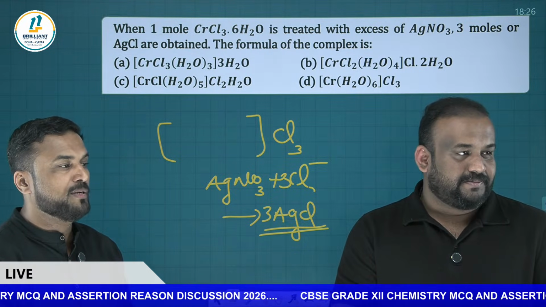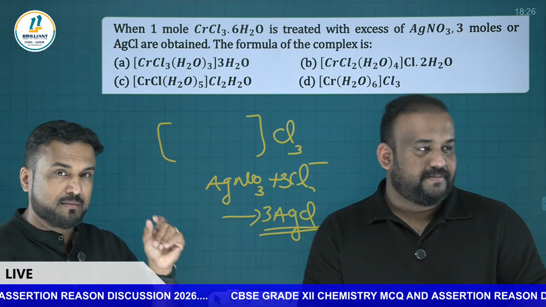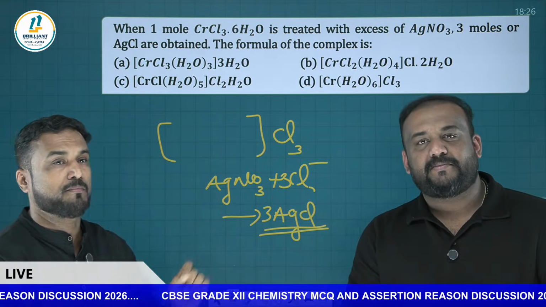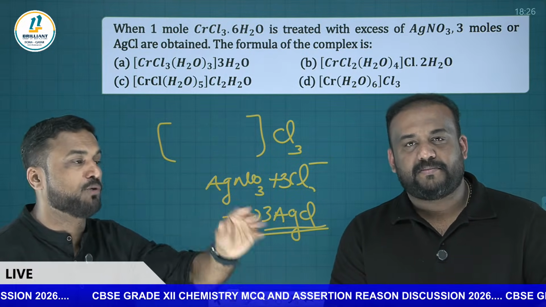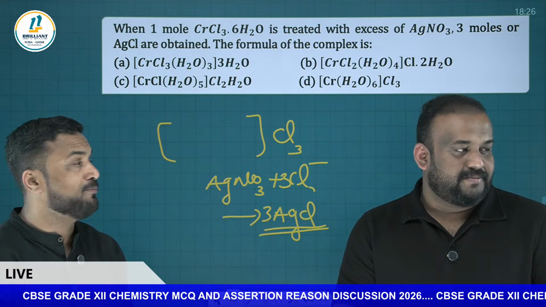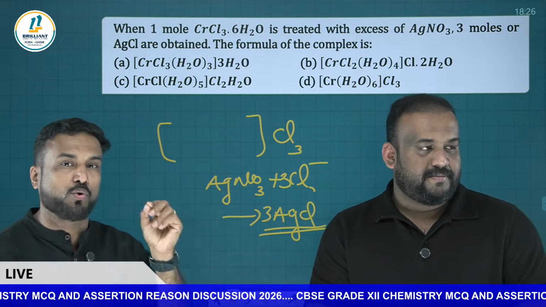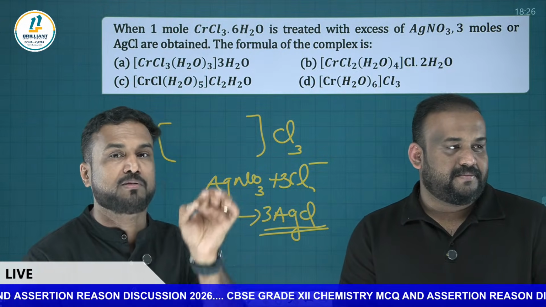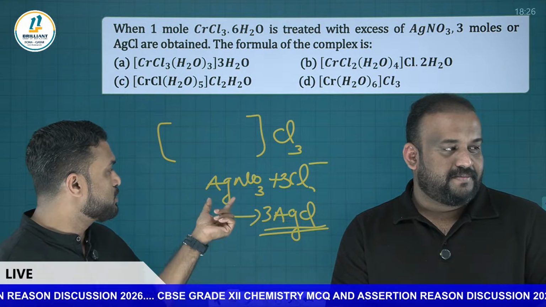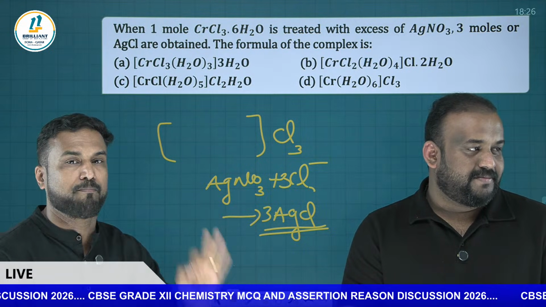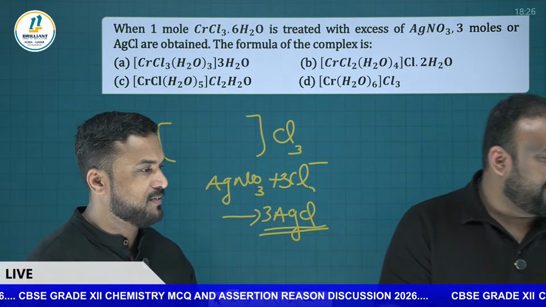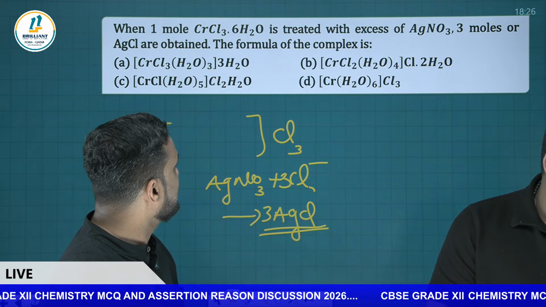That number, how many moles they are telling, the same number of counter ions should be there outside. That only you need to check. 3 moles means 3 chlorine should be outside. If they are asking 2 moles, then you have to put 2 chlorine outside. The number of counter ions and the number of moles of AgCl formed will be the same. Yes, everybody is answering very well. Option D is the right answer.